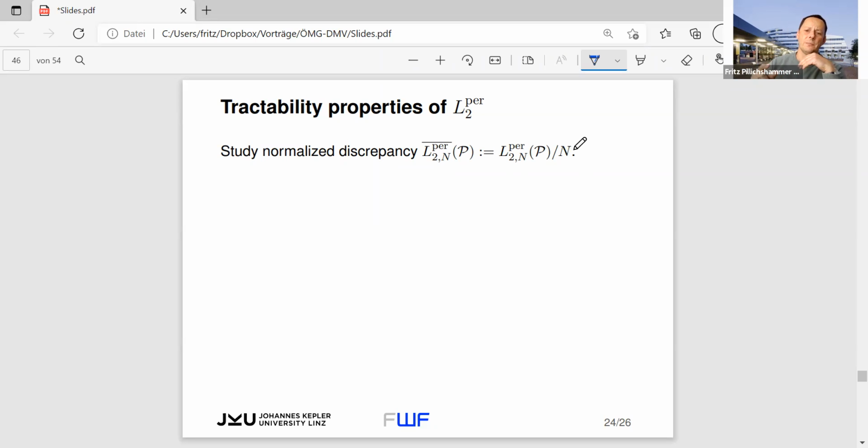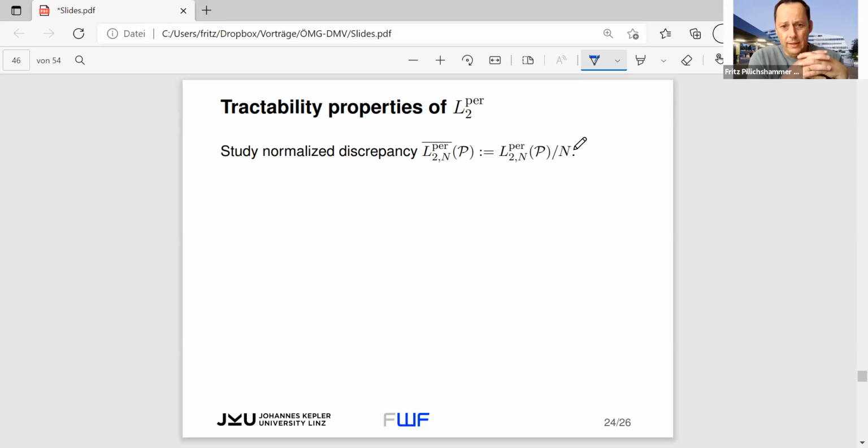But once one has such an optimal asymptotic rate, one can of course ask, okay, how long do we have to wait until we see this nice asymptotic behavior of the normalized discrepancy tending to zero at the optimal rate? And this question is a problem of tractability. Tractability is studied in the field of information-based complexity, short IBC.